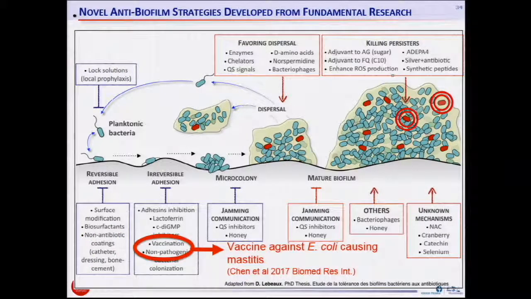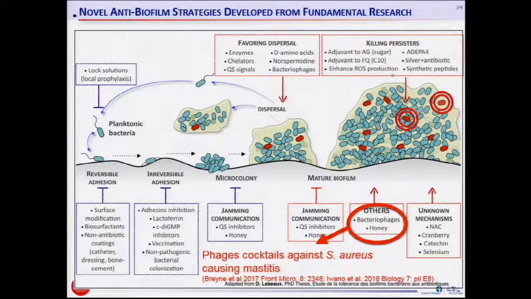Another example is vaccination. That is also a very hot topic, I think, in vet medicine. Recently, vaccines against E. coli that use different antigens related to fimbriae at the cell surface of E. coli have been developed and are very efficient at avoiding infections by E. coli in the case of mastitis.